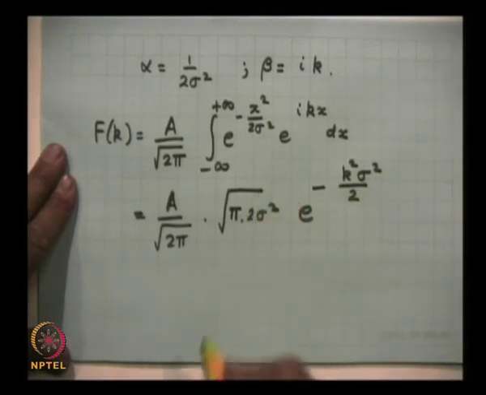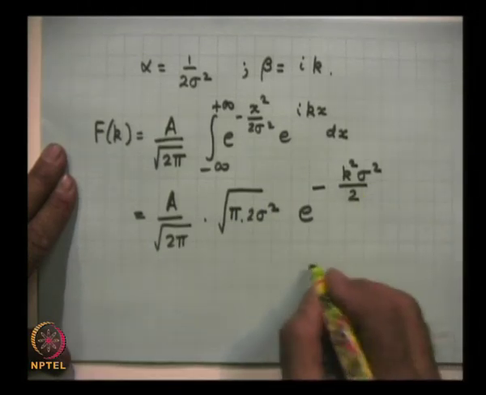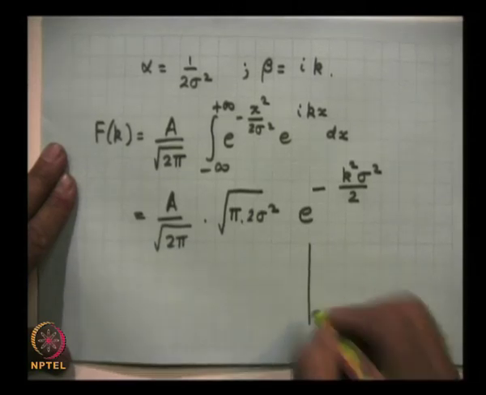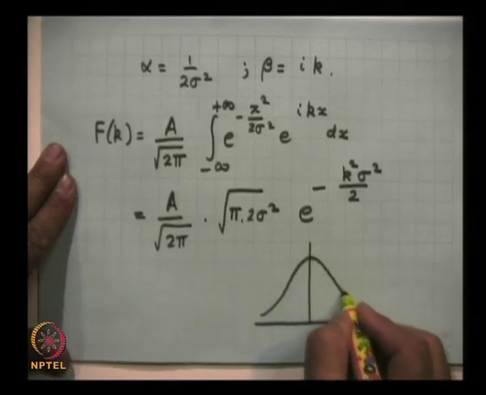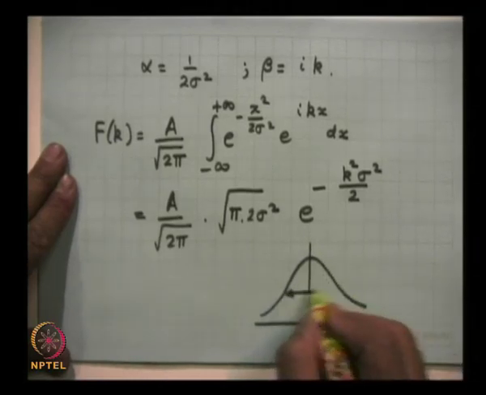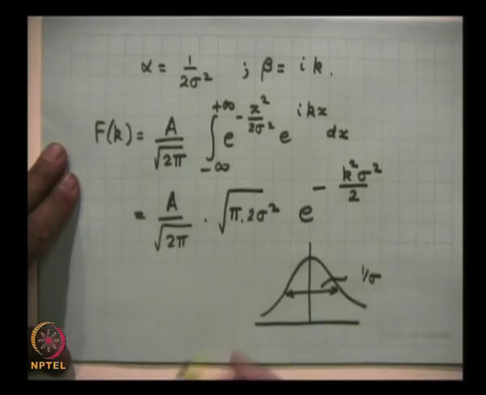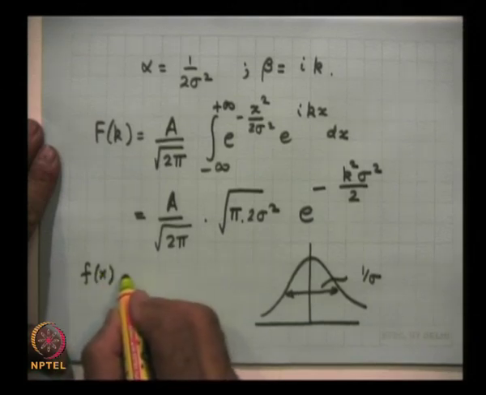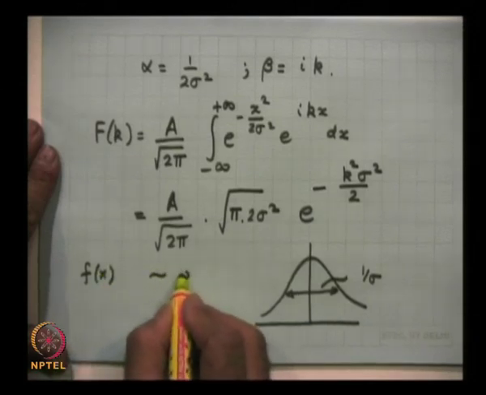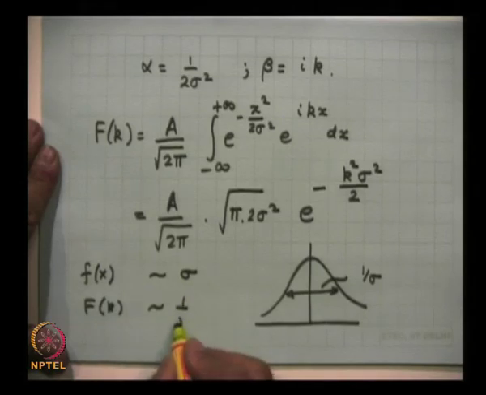So, this is just a constant, but the main thing is that if you plot this function f of k in the k space, then that is also a Gaussian, e to the power of minus k square sigma square by 2, but the width is now 1 over sigma. So, I had just shown that the f of x has a width of the order of sigma, then its Fourier transform has a width of the order of 1 by sigma.